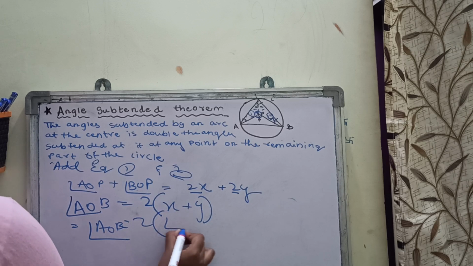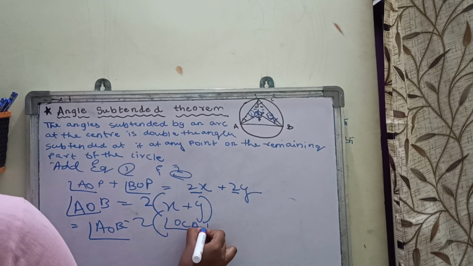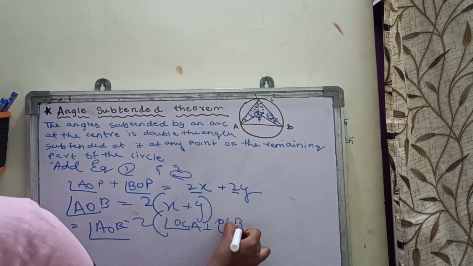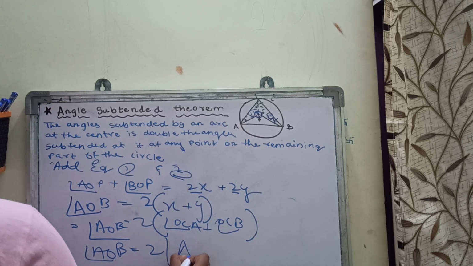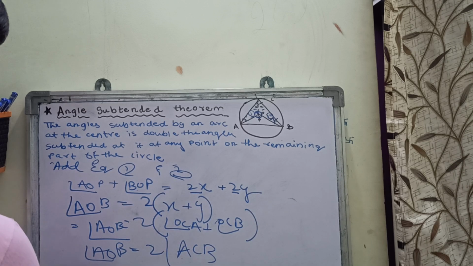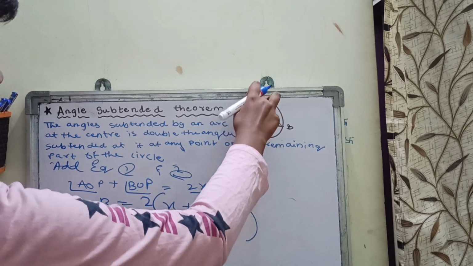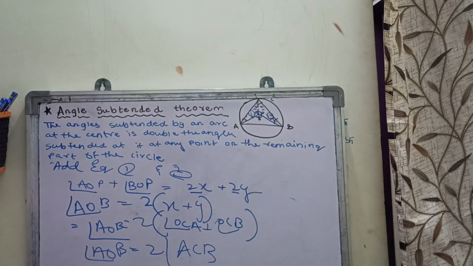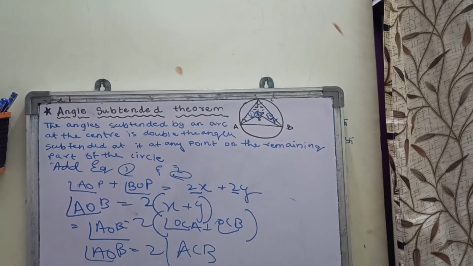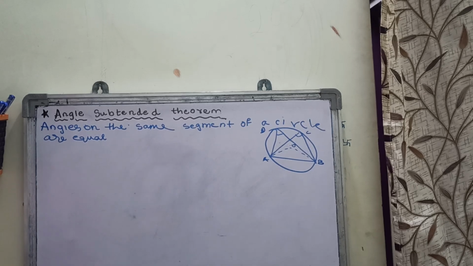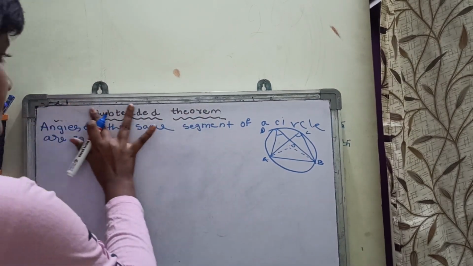2 of angle OCA plus angle OCB. Angle AOB is equal to 2 of angle ACB. Hence we proved that this angle is twice that angle. So the angle subtended theorem is clear. See, here the angle subtended theorem is done.